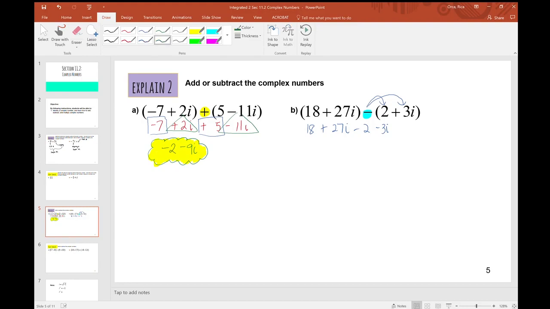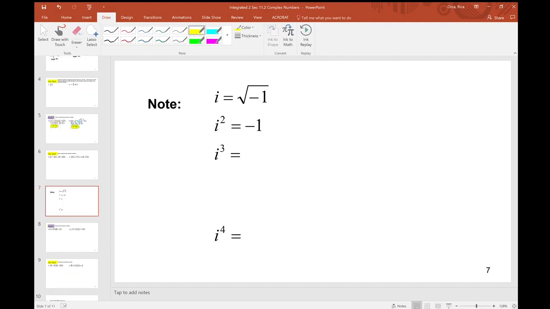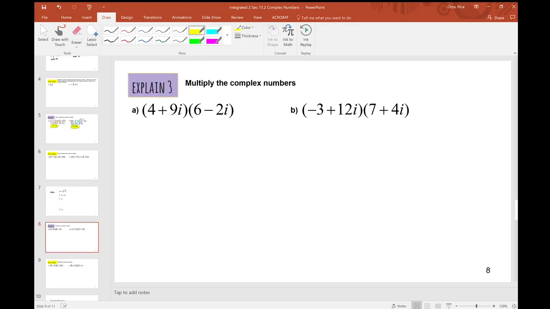Now let's combine like terms. Combine the real numbers. We have 18 minus 2, which is 16, and combine the imaginary numbers. 27i minus 3i is 24i. So 16 plus 24i is our solution. Just a reminder that i is equal to the square root of negative 1, and i squared is equivalent to negative 1. Now let's look at something a little more complicated.